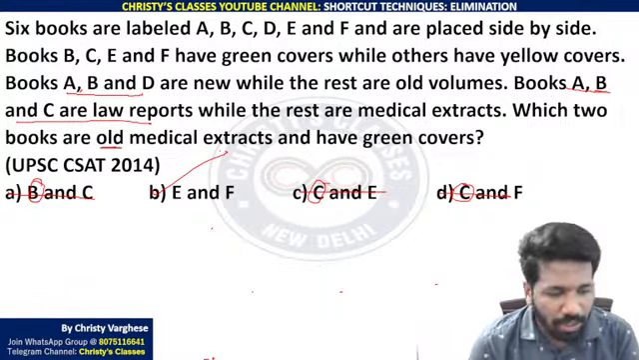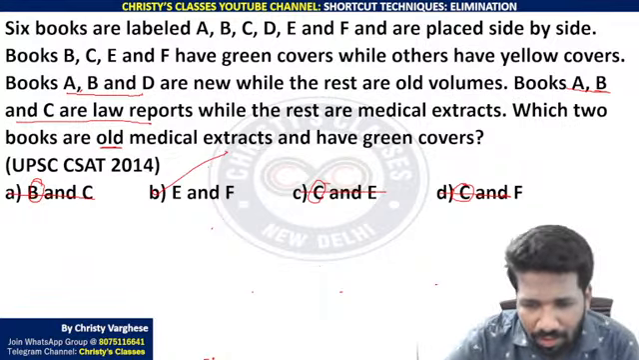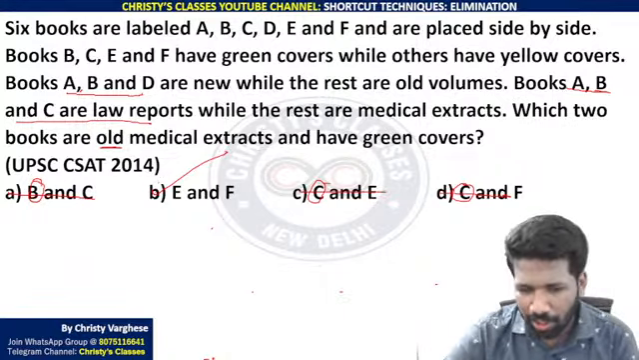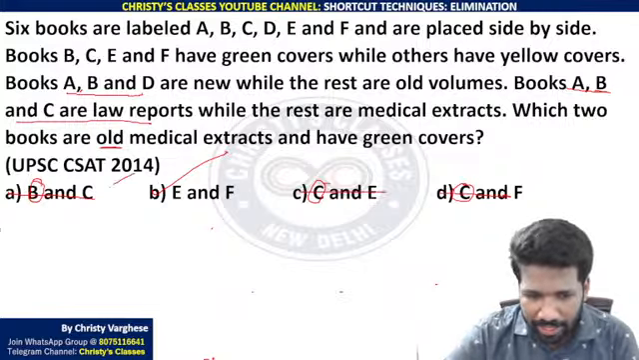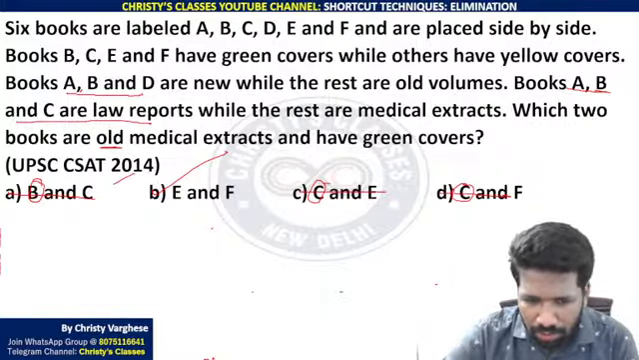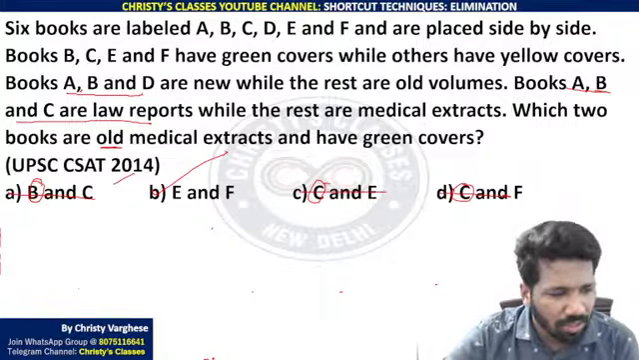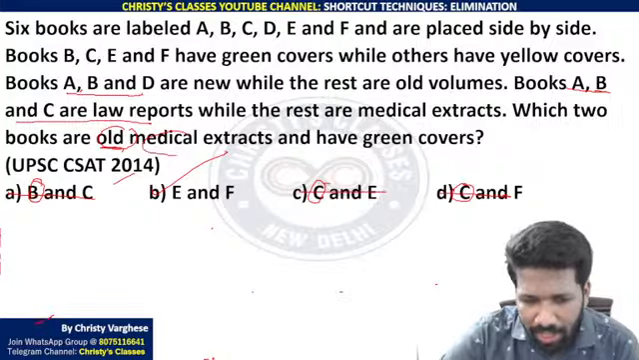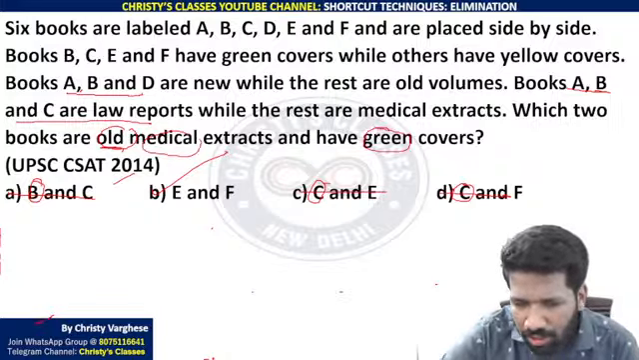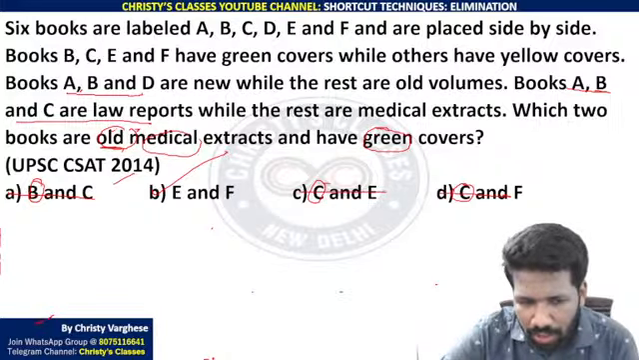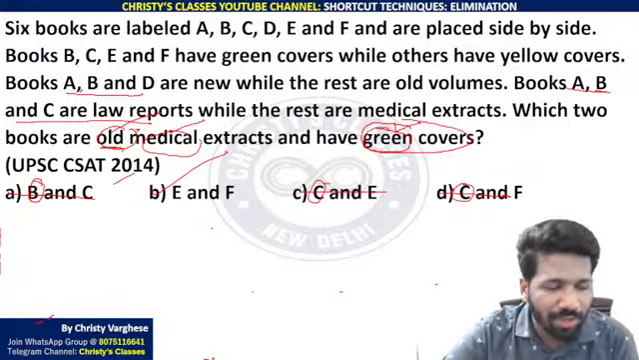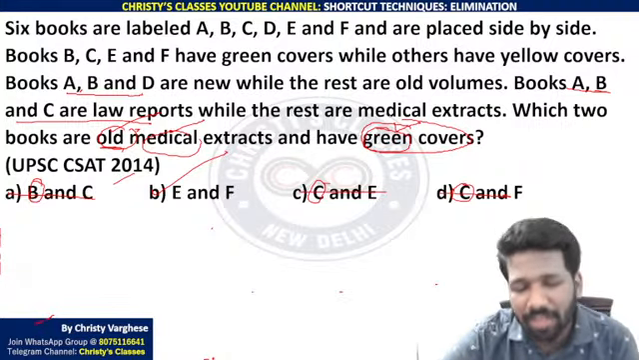I hope all of you understood it. That means we didn't even use the color of the book at all. The idea was, I started with old because old was mentioned first. You can choose from any order. Here it was mentioned old, medical, green. So we started with the old and new criteria first, then the type of book criteria, then the color of the cover criteria, which was not necessary because we could eliminate 3 options even before that.